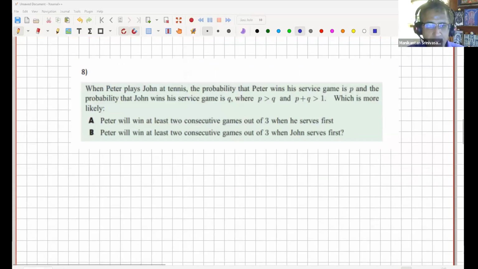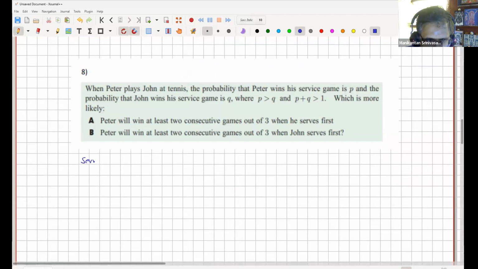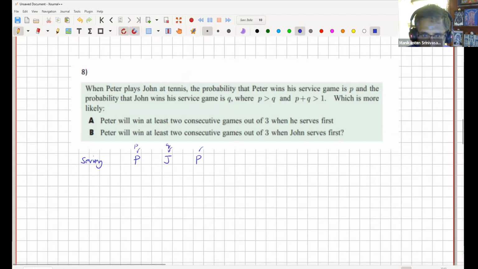Okay, so when Peter plays John at tennis, the probability that Peter wins his service is P, and probability that John wins his service game is Q, right? Okay, when Peter wins at least 2 consecutive games when he serves first. So let's say this is serving first. Let's do the A part also once more very quickly, right? So serving is Peter, then after that John, and then after that Peter. The serving probability winning for this guy is P, for this guy it's Q, and for this guy it's back to P now.